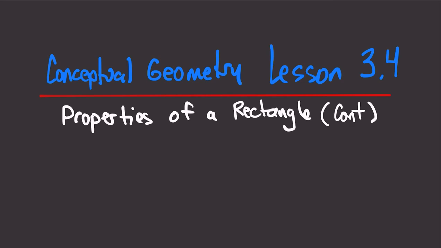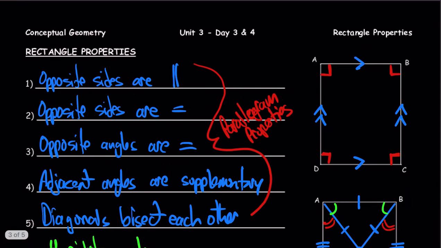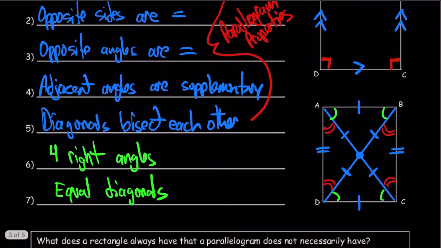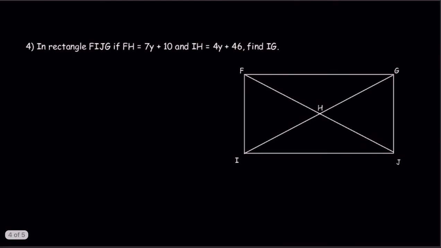We're going to continue talking about properties of a rectangle. Just a quick review of our notes from the day before. We talked about the properties of a rectangle and specifically the two that distinguish it from a parallelogram. It has four right angles and the diagonals are equal. So let's get right to where we left off.